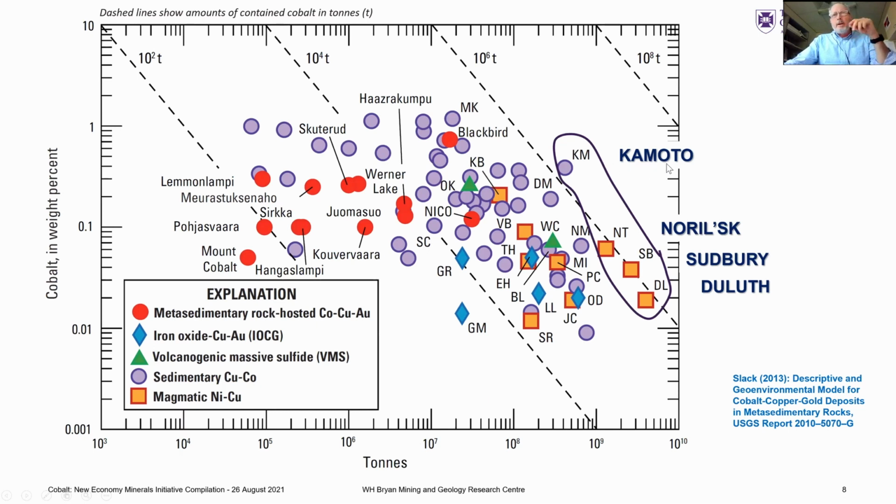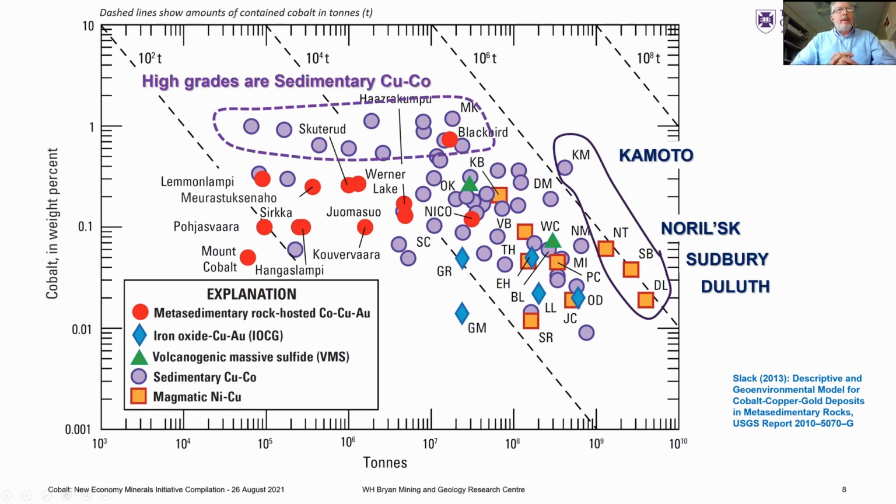And so Kamoto, the African copper belt deposit, and then these magmatic sulfide deposits are all the large resources. But when you look at the high grade resources, they are all the sedimentary copper cobalt deposits, typically from the African copper belt. And then down the bottom right here, you have the ICG in the blue diamonds. Some of those are Olympic Dam, Ernest Henry, and some of the Chinese, and I think this is Greenmount, even up in the Mount Isa inlier. So that's where the ICG sit.